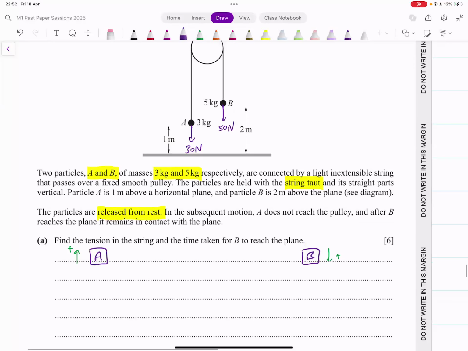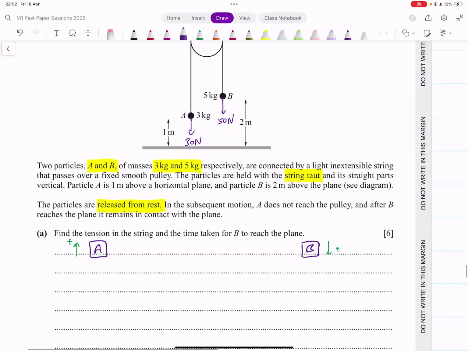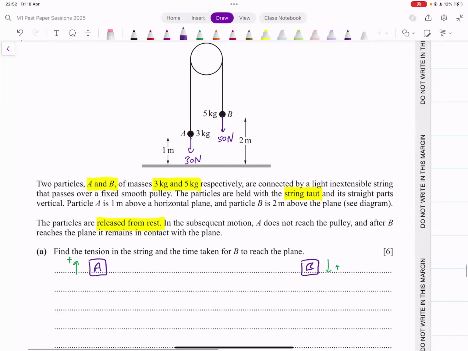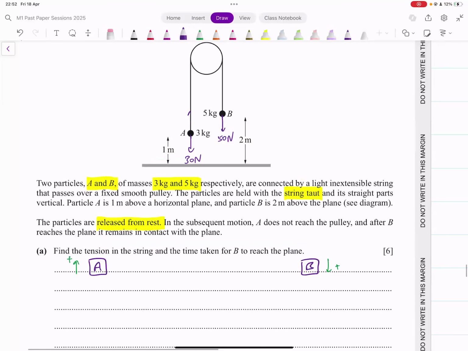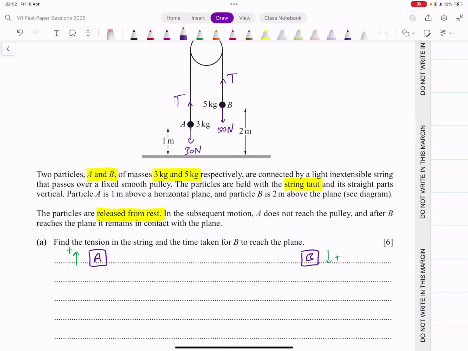What are the forces acting on A? There's tension acting upwards. There is weight acting downwards. For B, there's tension acting upwards. There's weight acting downwards. A is moving upwards, so the forward force for A is T. The backward force for A is 30. That equals mass of A, which is 3, into acceleration. That's one equation that we have. For B, the forward force is 50, the backward force is T. That equals mass of B, which is 5 times acceleration.